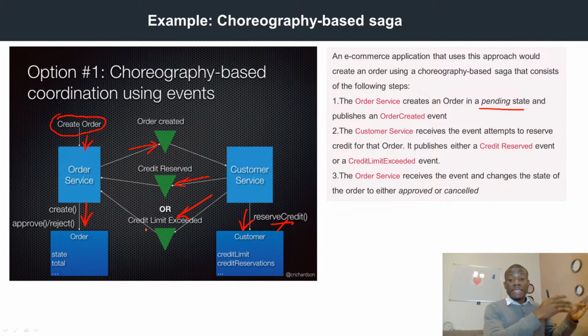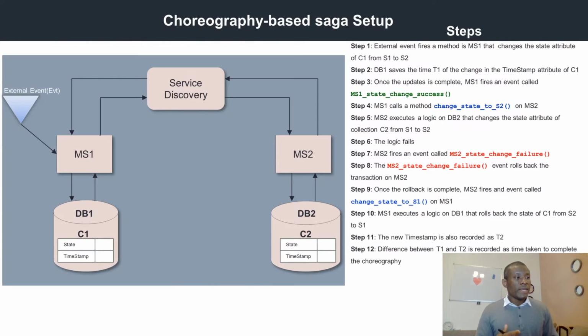The other service that is listening captures this event, and the order that was created in a pending state is now set to rejected. At this point, the saga completes with a failure, and we have an order that is created but is actually a rejected order. So this is the big picture of how a choreography-based saga works.